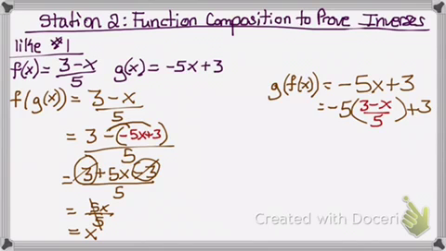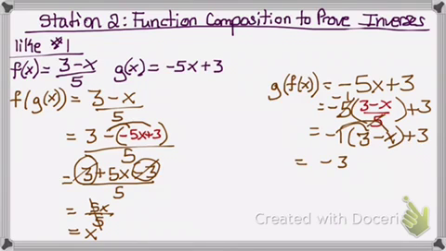If you remember from my multiplying fractions video, these 5's will cancel out to give you a negative 1, only because negative 5 divided by 5 is negative 1. So then I'll bring down my negative 1 and everything else and distribute my negative 1. So that gives me negative 3 plus x plus 3.